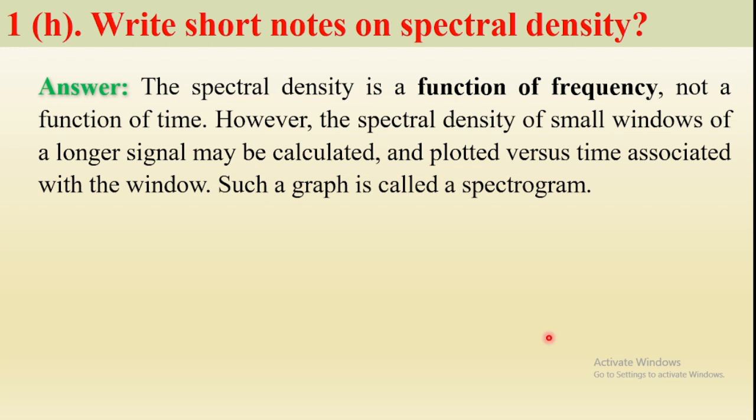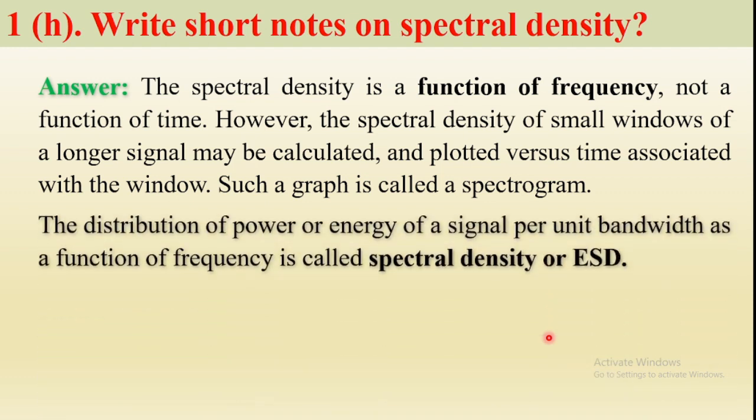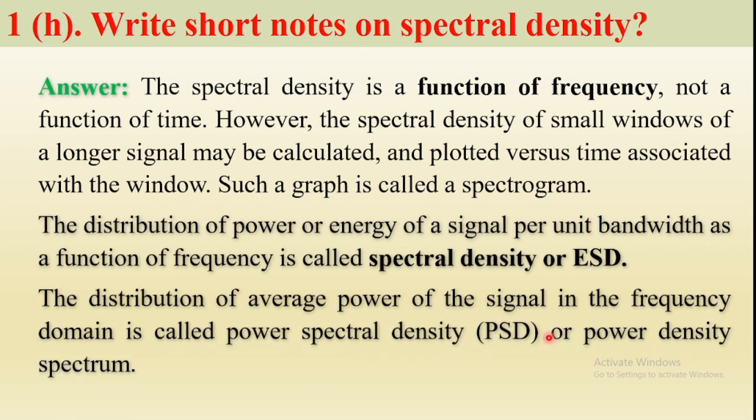And what is energy spectral density and what is power spectral density? The distribution of energy of a signal per unit bandwidth as a function of frequency is called energy spectral density or energy density spectrum. So this is the definition of energy spectral density or energy density function. And the definition of power spectral density: the distribution of average power of the signal in the frequency domain is called power spectral density or power density spectrum.